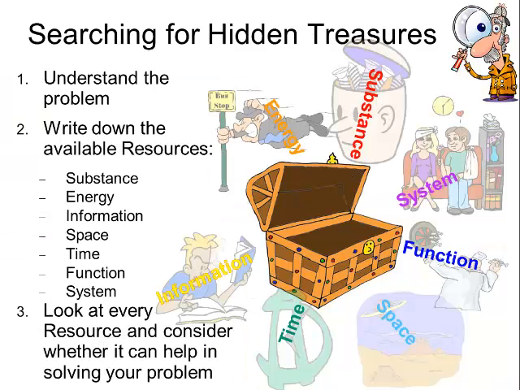Well, today you've learned how to systematically search for resources that can help you to solve problems you face. As soon as your problem is clear, you need to record the hidden treasures that belong to 7 groups: substance, energy, information, space, time, function, and system. Then you ask yourself whether any of these treasures can help you in achieving your goal.